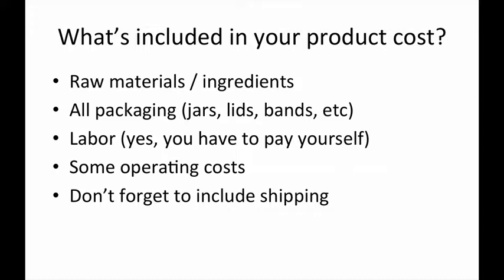Included in your product cost are things like raw materials and ingredients, all of your packaging, jars, lids, labels, shrink bands, shrink sleeves. If you buy a box to pack all of your containers into, that box is divided by the number of units in that box, so that's also included. Labor, you have to pay yourself, as we've discussed in past classes. You could add some operating costs, like driving to the kitchen and whatnot, into your product costs. I consider those operational though.